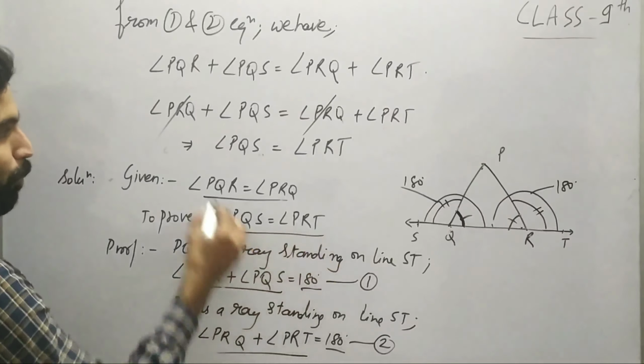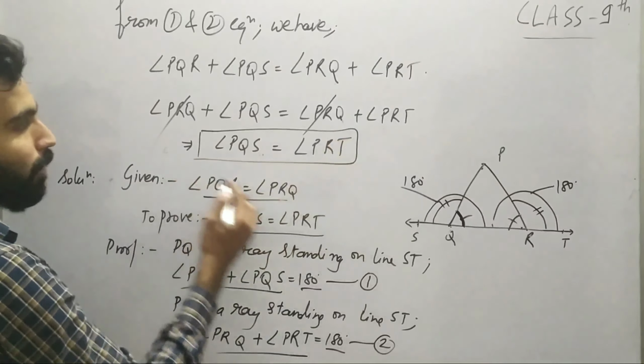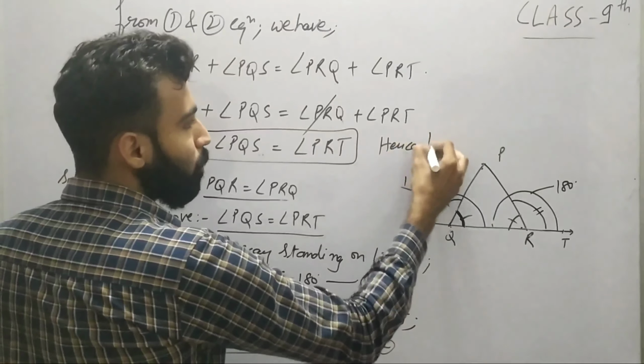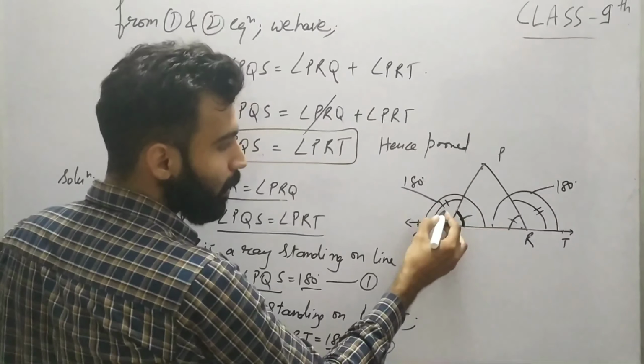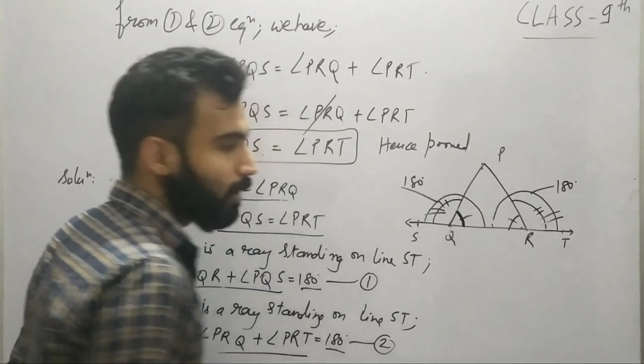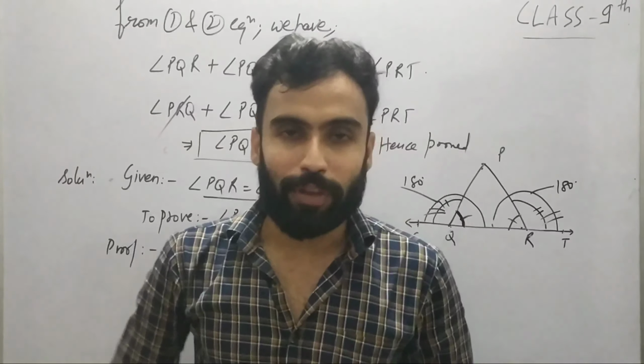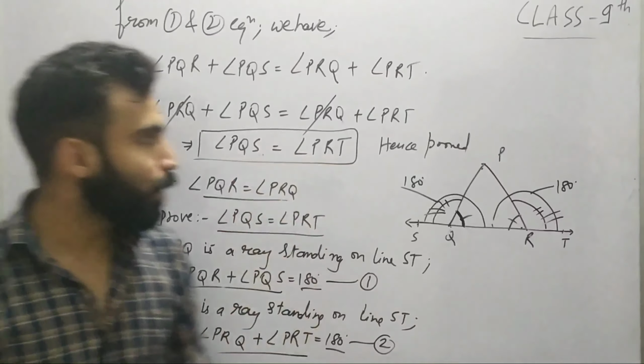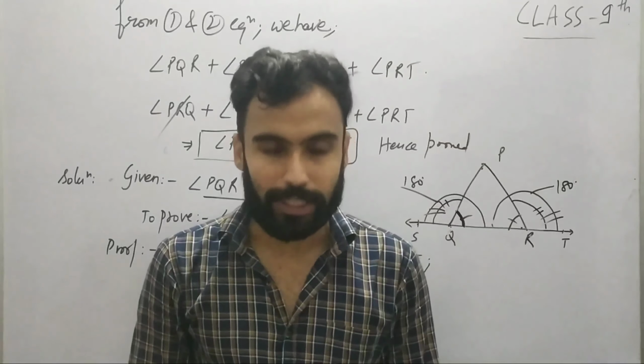So observe what we have to prove. We got the same result here. So that means hence proved. So we have proved that this angle is equal to this one. So that's all what you have to prove right now. That is, angle PQS is equal to PRT. That's all.